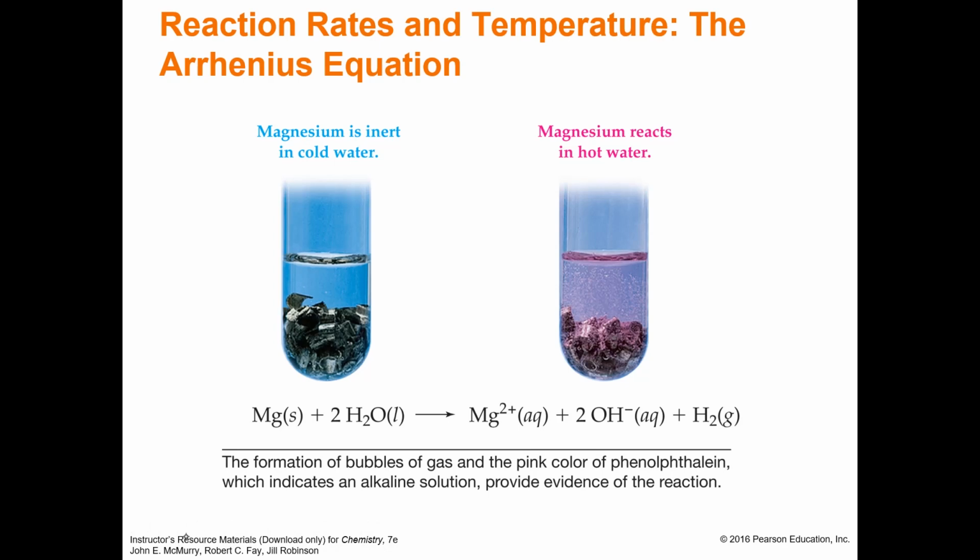For example, if we look at the reaction of solid magnesium metal with water, that breaks down to magnesium ions and hydroxide ions and produces hydrogen gas. If we do that reaction in cold water, nothing happens. We have to do it at a high enough temperature for this reaction to happen. So whether or not this reaction even goes at all depends on the temperature.